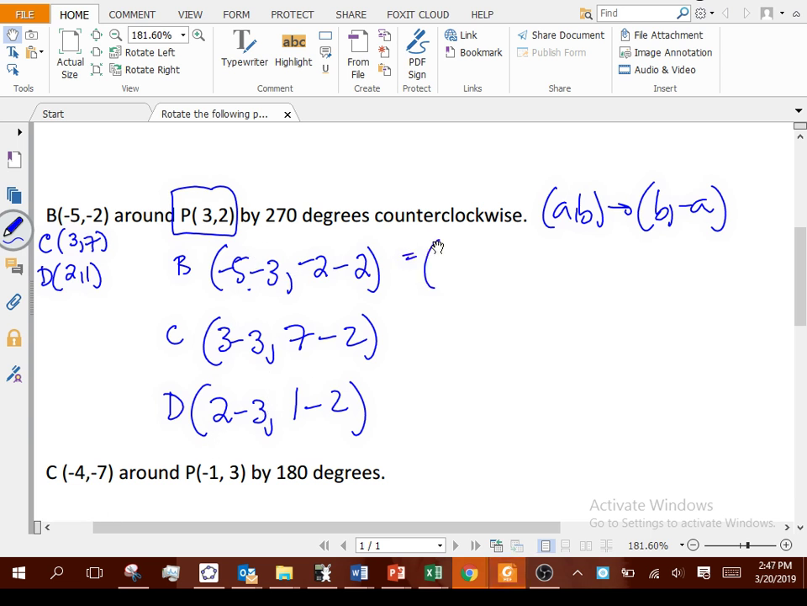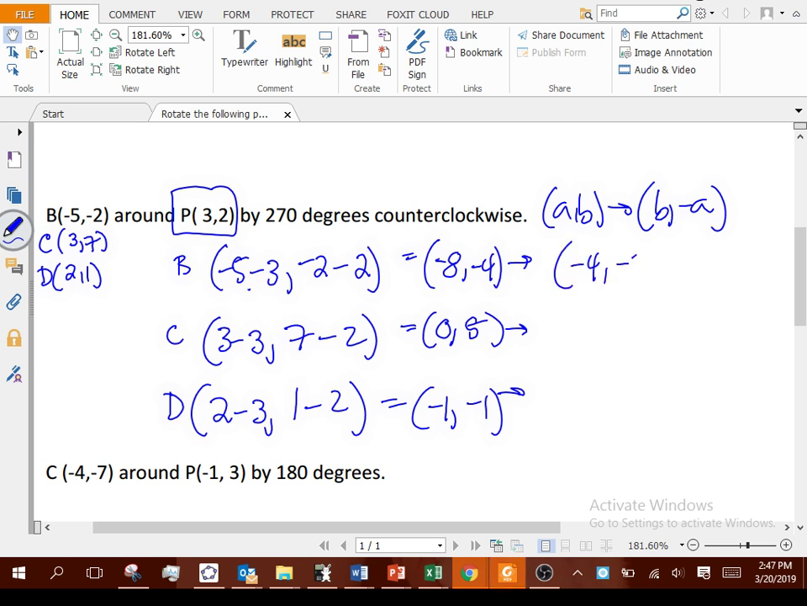And now I'm going to evaluate those. So that gives me, what, -8, -4. This is going to give me 0, 5. This is going to give me -1, -1. Now I'm going to run those through my rule. Run each one of them through my rule. So flip each one of them. Gives me -4, -8, and then negate the last one. Negate the y. Flip. 5, 0. Negating 0 is just going to give me 0, right? And when I flip these, it's going to be +1 there. Is that okay with everybody?